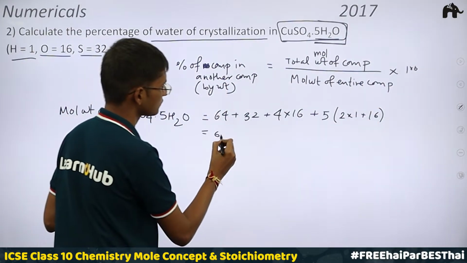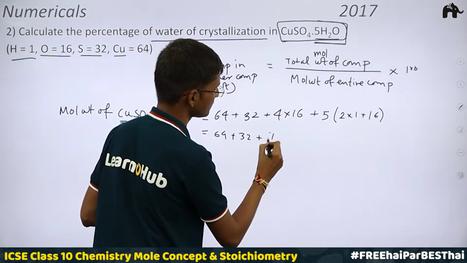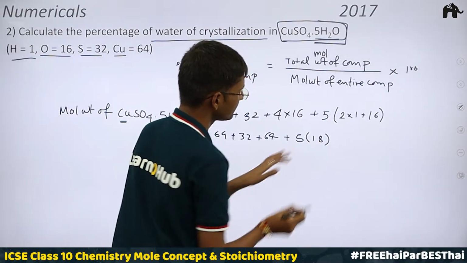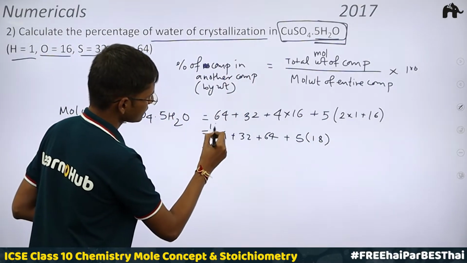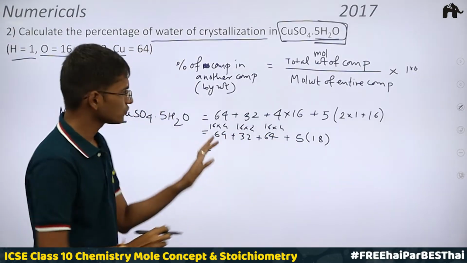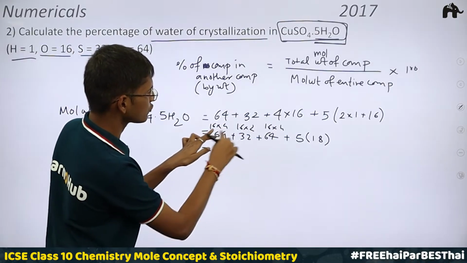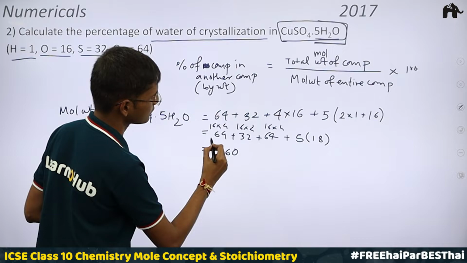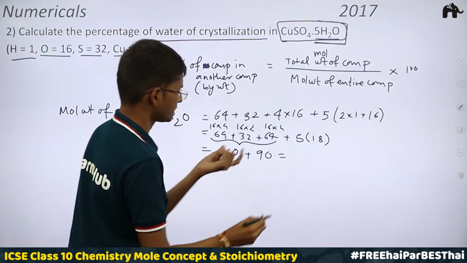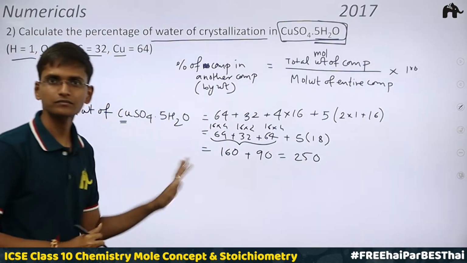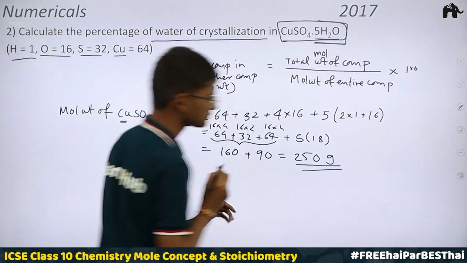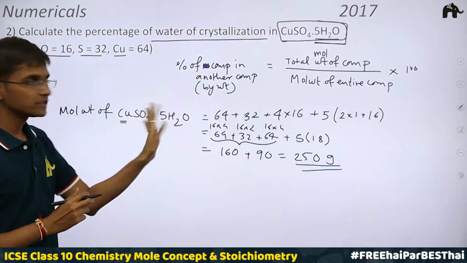So 64 plus 32 plus again 64, right? And then 5 into 2 plus 16 is 18. Then moving ahead, 16 4s are 64, 16 2s are 32, 16 again 4s are 64. So total, 4 plus 2 is 6 plus 4 is 10. So 16 10s are 160, right? This total. And then plus 18 5s are 90. So it's 250, correct? Now this 250 grams, we are just denoting it with the unit gram. So this is the molecular weight of this entire compound.